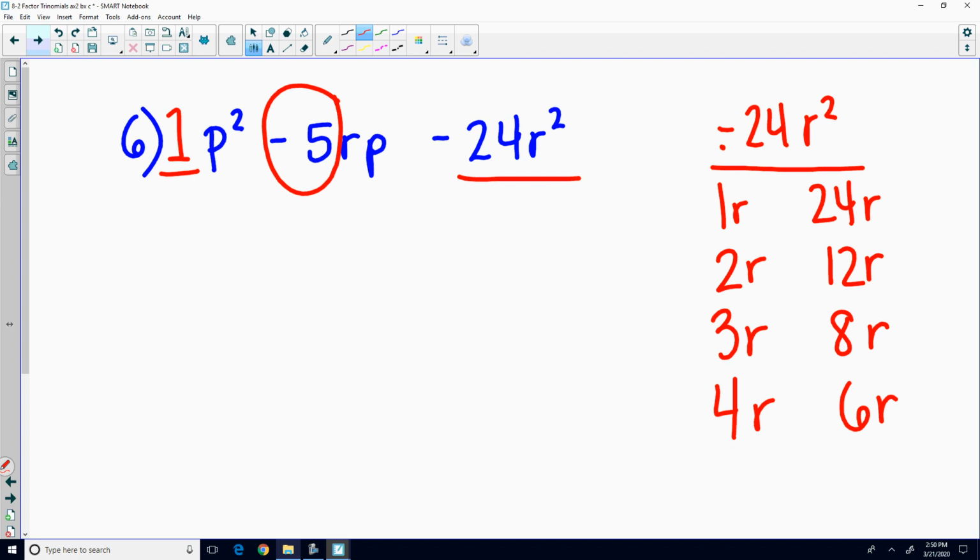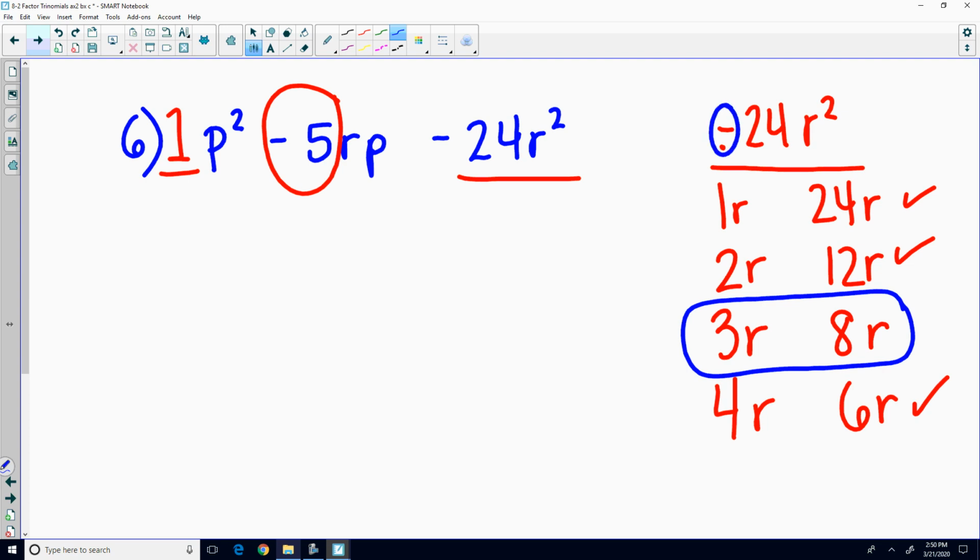As I look through these, I know this one is not going to do negative 5 for me, no matter where I put the negative. This one is not going to make negative 5, and this one is not going to make negative 5. But 8 and 3 have a difference of 5. So now this was negative 24, so I have to make either the 3 or the 8 negative. I want it to be negative 5, so I want to throw that negative on the 8, because negative 8 times 3 is negative 24, and negative 8 plus 3 is negative 5. So those are the two I'm going to use.